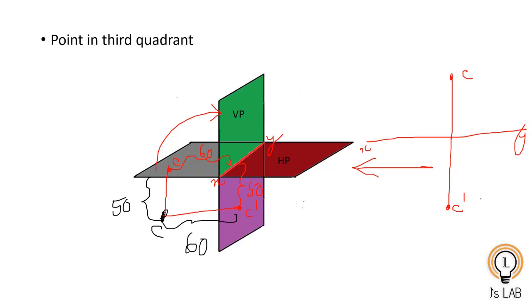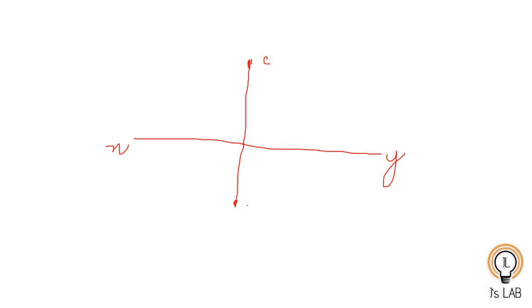Exactly opposite to the first quadrant. When the point was in the first quadrant, the front view was above the XY line and the top view was below the XY line. Now the reverse. So the answer should be like this. You should draw an XY line, and 60 mm above the XY line you will get C, and 50 mm below the XY line you will get C dash.